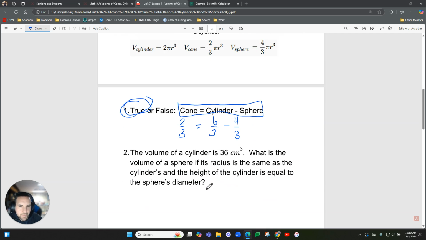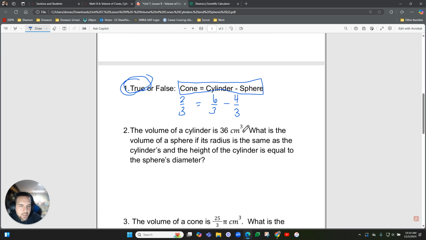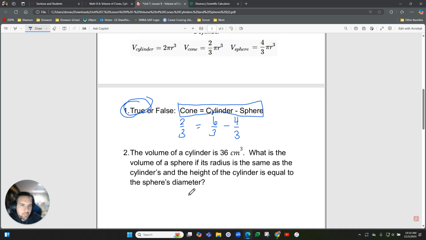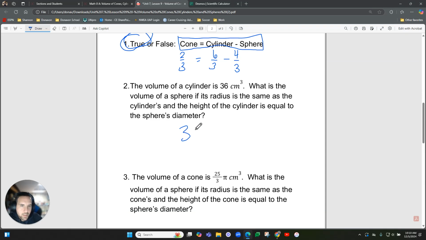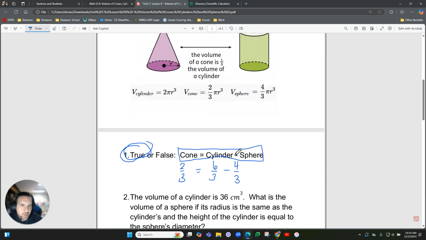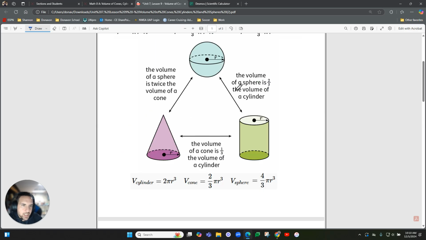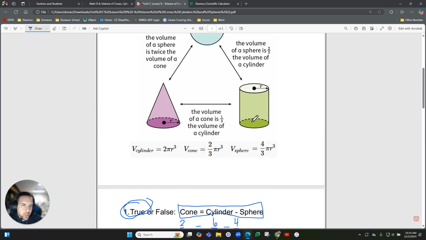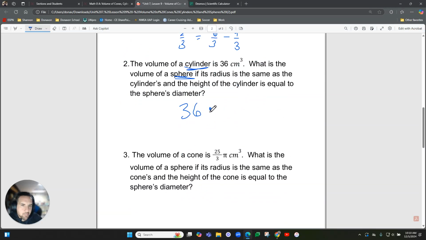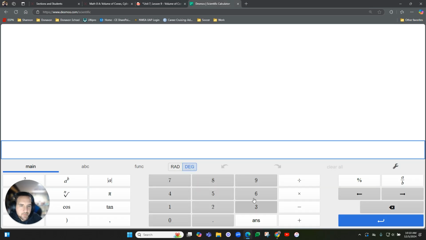Very special circumstance. All right, it says the volume of a cylinder is 36 centimeters cubed. What is the volume of a sphere if its radius is the same and its diameter equals the cylinder's height? Okay, so that's that special circumstance we were just talking about. The volume of a cylinder is 36. Now we just need to look at the relationship between the volume of a cylinder and the volume of a sphere. Up here, it says that the volume of a sphere is 2/3 the volume of a cylinder. So if I take 36 and multiply it by 2/3, then I get the volume of a sphere. In this case, I'm just going to go to Desmos.